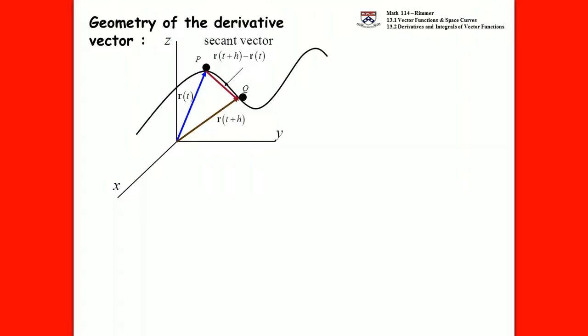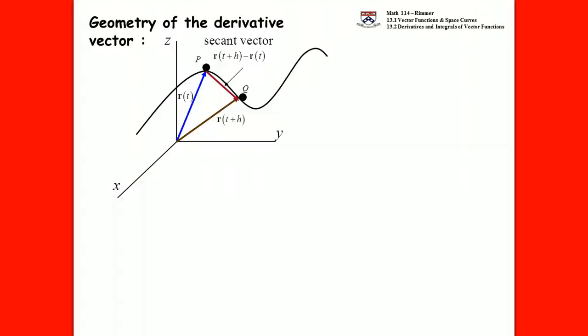Think about the parallelogram addition. It's the difference of those two vectors in that order. So R of t takes me to the point P, and I let time change by some small amount h. So I go from time t to time t plus h. I end up further along the curve at some other point Q, and then I have my position vector there.